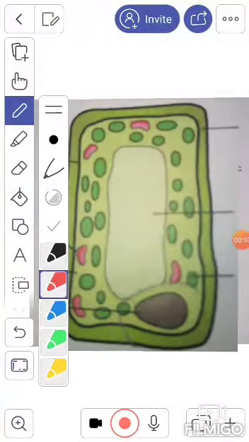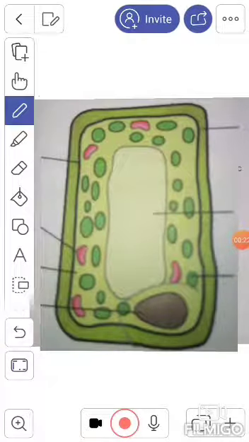See, this is the basic structure of a plant cell, and the basic parts of a cell are cell membrane, cytoplasm and nucleus. So I will tell you one by one about these three in brief.